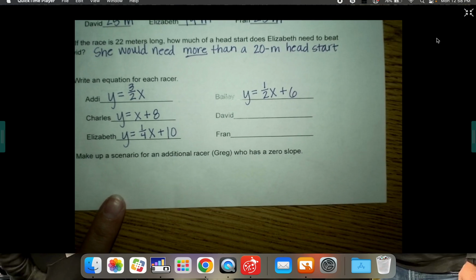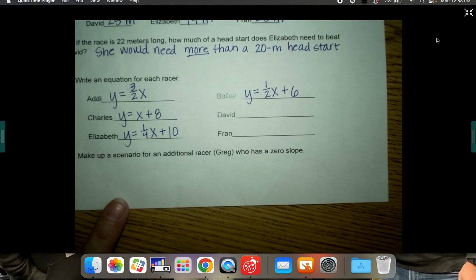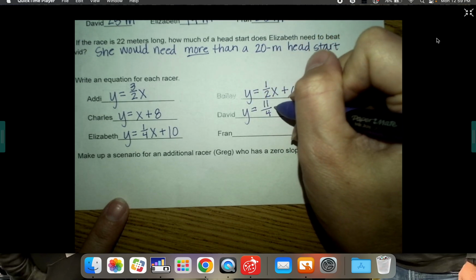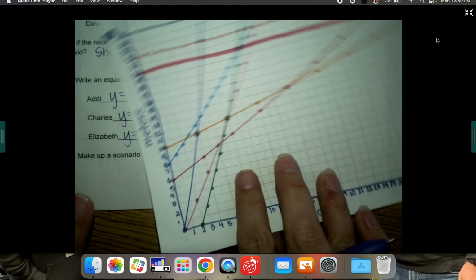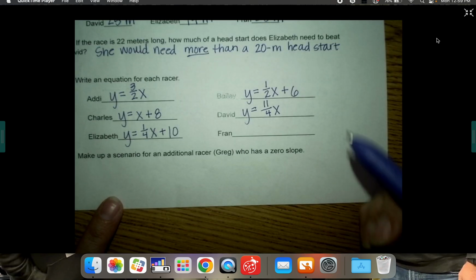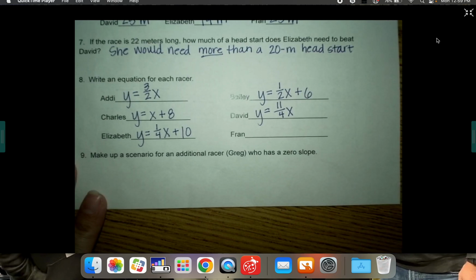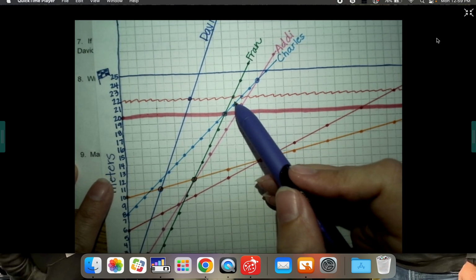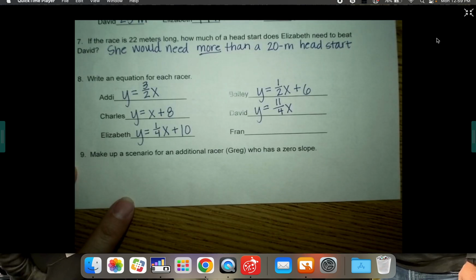Okay. And then David was the super zoomer. 11/4, that's right. y equals 11/4 x. And then where did David start? Oh, he started at the origin, yeah. He didn't even cheat. Went that fast and started at the beginning. Okay, Fran. What was Fran's rate? 2/1. How does that look?